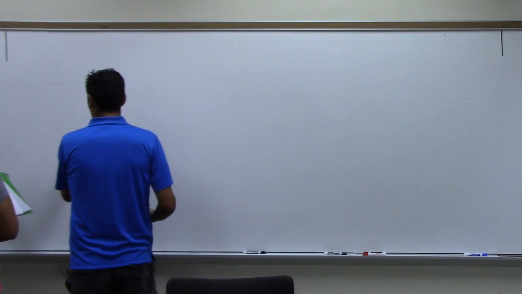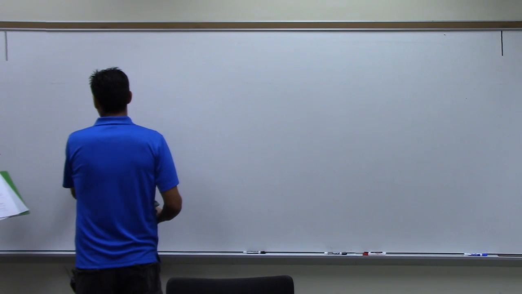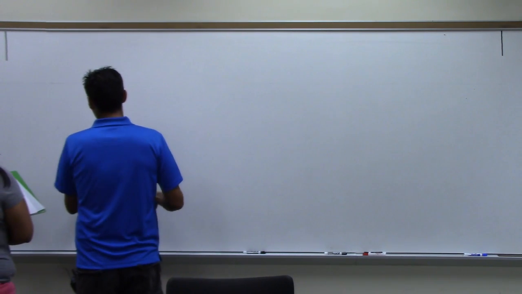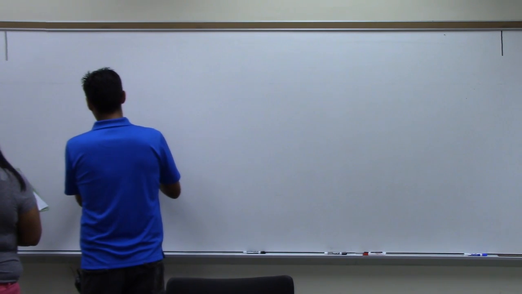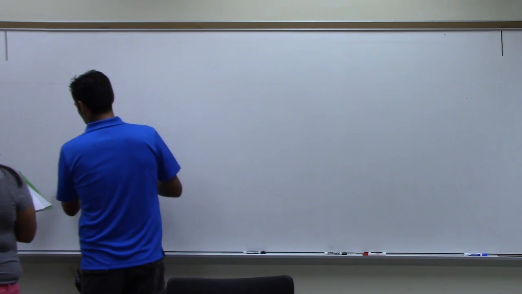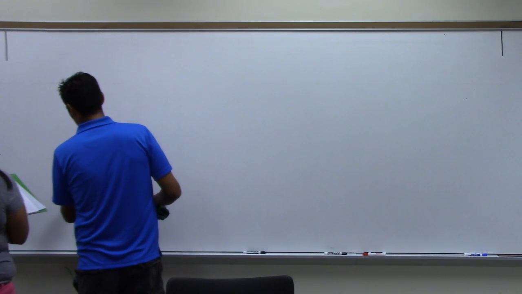You want to know 0.10 is what percent of 3 liters. So what you do is you turn this into an equation. 0.10 is what percent: x times 3, and then you divide by 3. 0.10 divided by 3 is x.